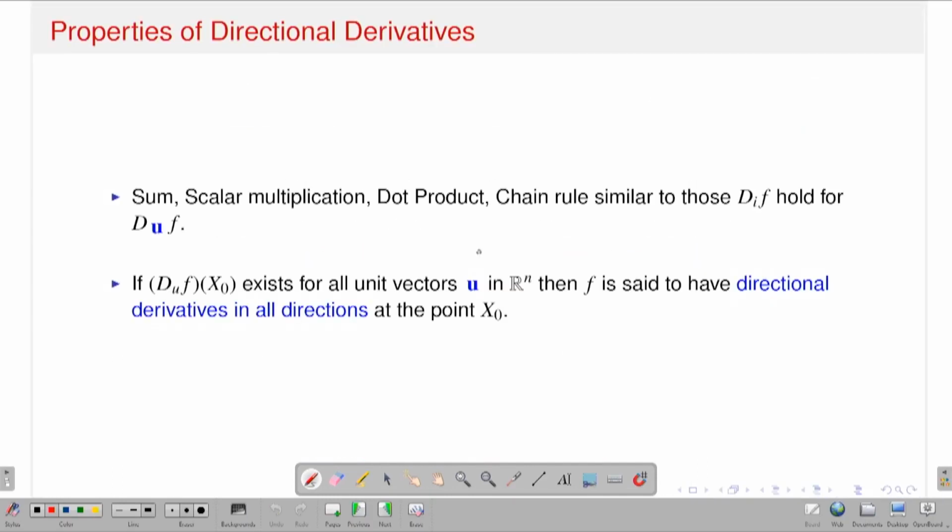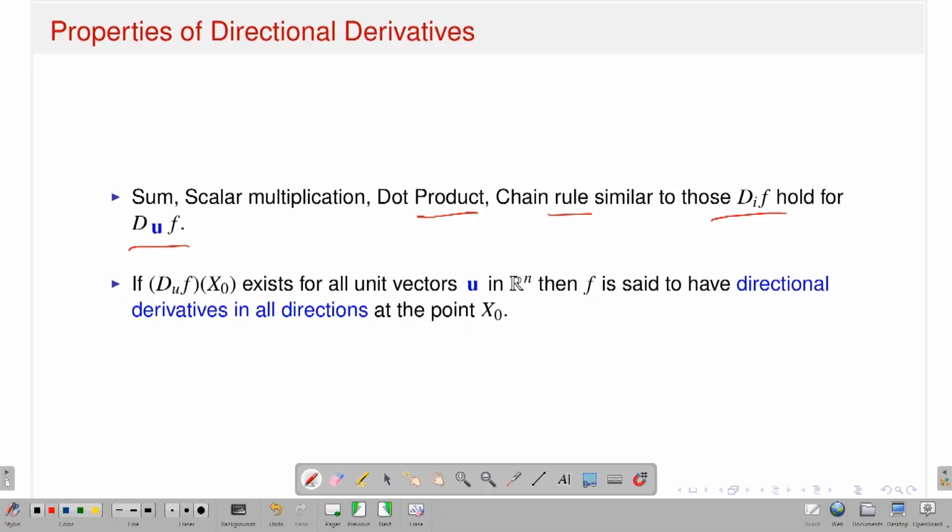Okay. So, these are again properties of directional derivatives, like properties of partial derivatives: sum, scalar multiplication, dot product, chain rule, which will be exactly similar to whatever I have discussed in the case of partial derivatives. You just replace the coordinate axis directions e_i by any directions, and similar kinds of results will follow. Okay. So, this is one part.